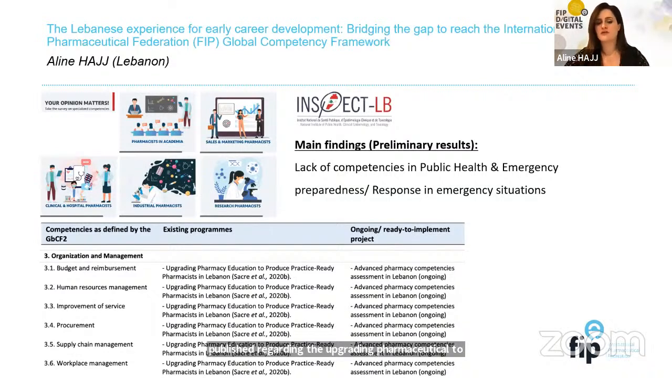However, we have a huge ongoing project related to the evaluation of advanced pharmacy competencies related to the different fields of pharmacists in academia, in marketing, in research, in industry, and so on. The primary result we obtained so far is the lack of competency in public health and emergency preparedness, as well as in response to emergency situations, which highlights the importance of having continuous education programs, or even enhancing or improving the basic program to include these new competencies.